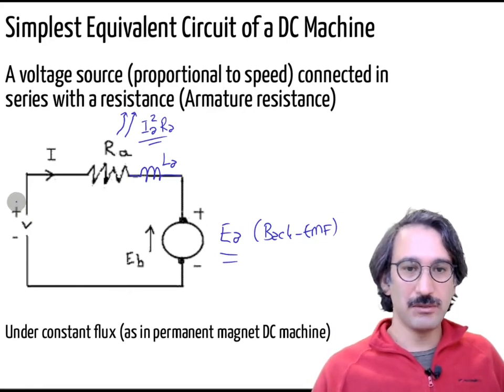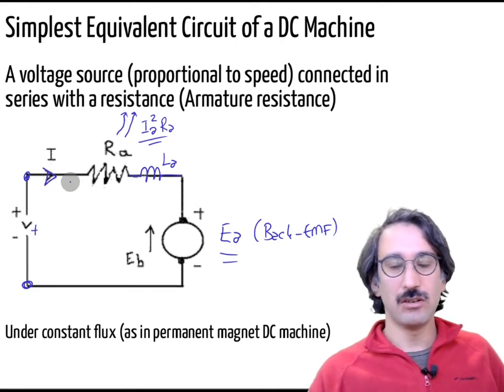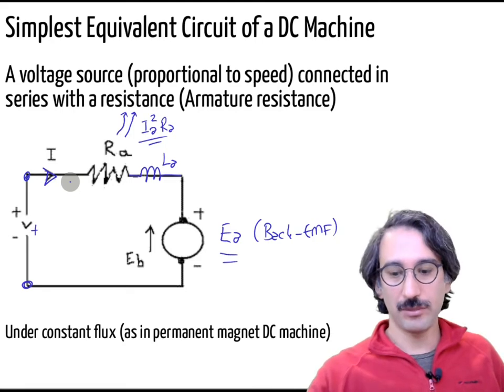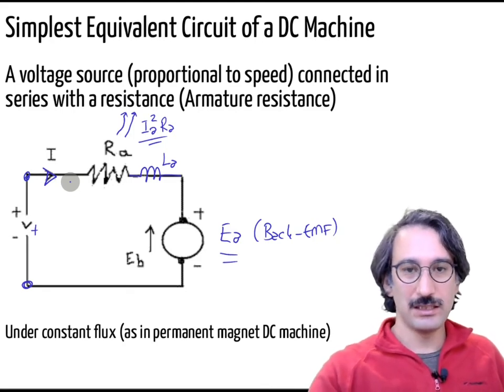But anyway, then we have the terminal voltage, and you can connect the voltage source either on that side or on the other side, depending on the operation mode. So that is the simplest model of a DC machine.